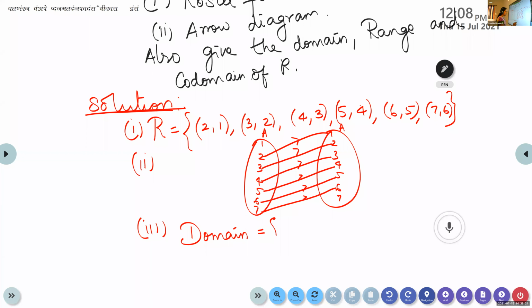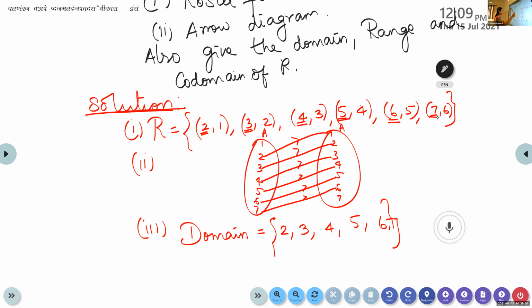So if you take the relation here, the first elements are 2, 3, 4, 5, 6. We write only those elements which have some images. Ma'am, what about 7? 7 is there: 2, 3, 4, 5, 6, 7. I didn't see it because it was hiding behind this. So we have 2, 3, 4, 5, 6, 7, the collection of all first elements in the roster form.